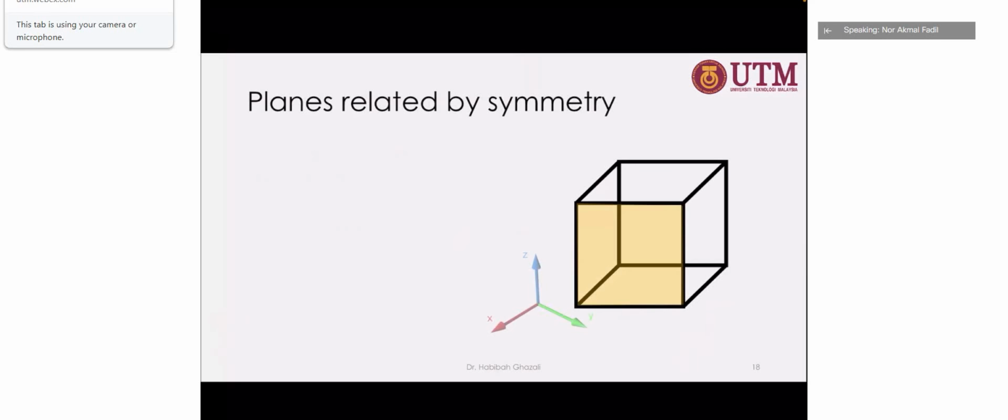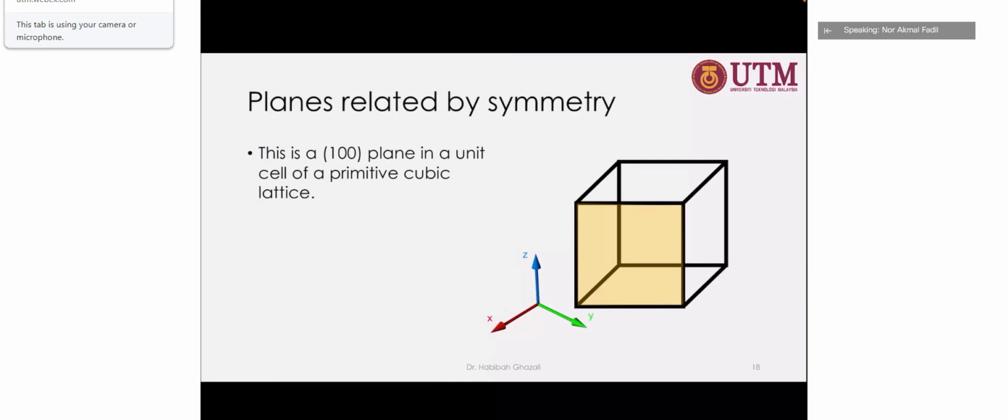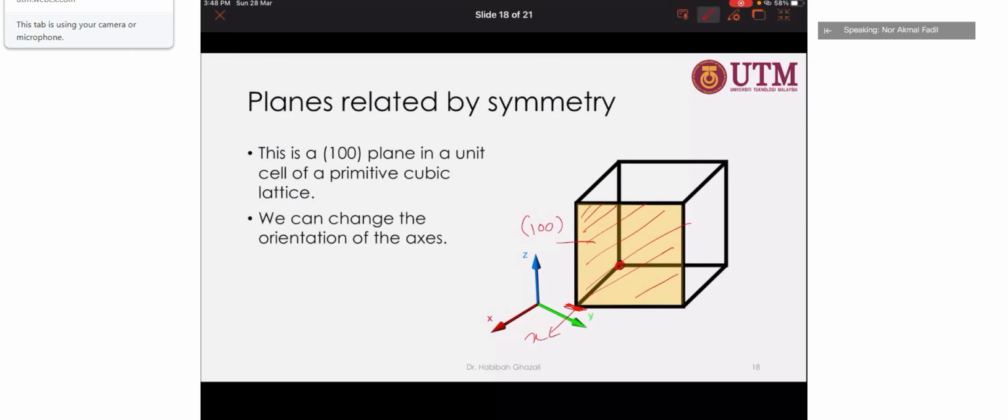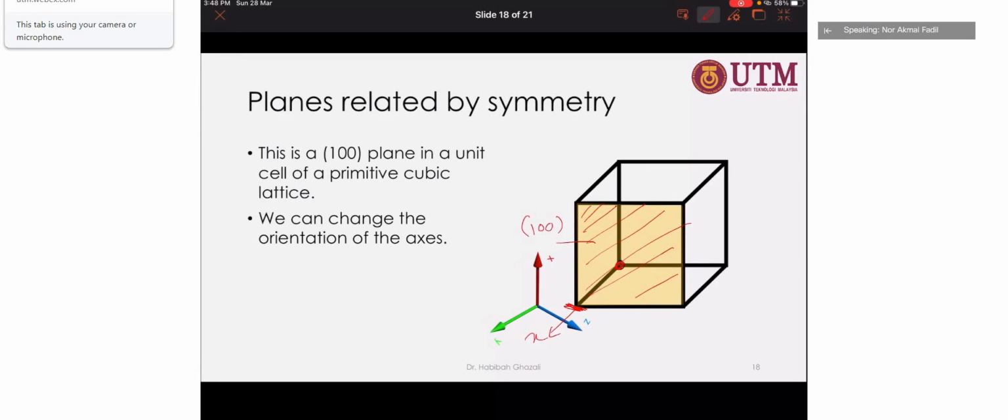Planes related by symmetry. This is (100). Let's say this is the origin. This plane intercepts at x at one lattice unit, so that's the reason it is 100. We can change the orientation of the axis. Let's say this is x, y, and z, so it will become 0, 1, 0.